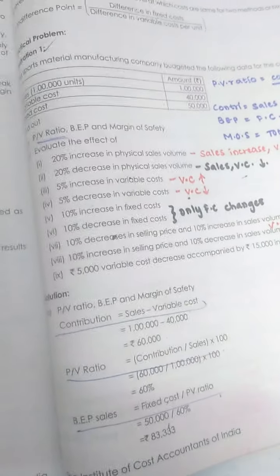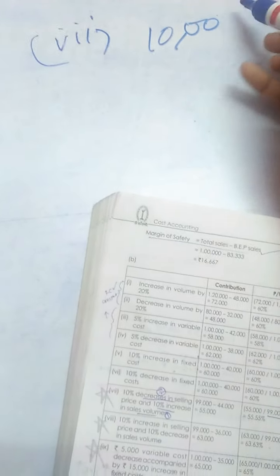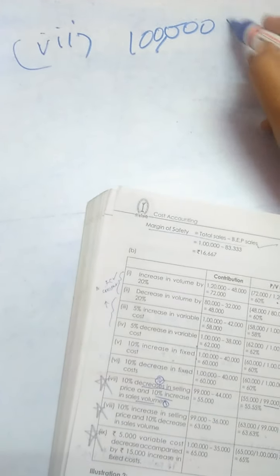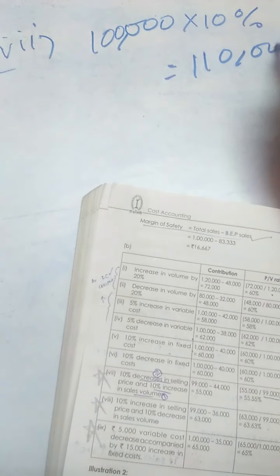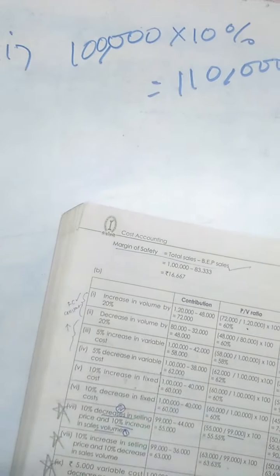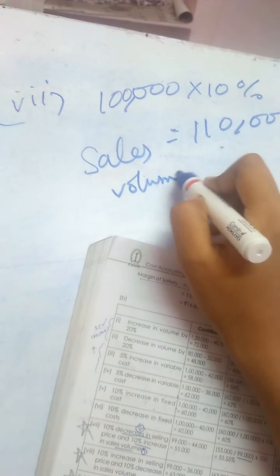Among all of these, we're going to do this 7, 8, 9 because these are a little more complicated than others. I'm just as clueless as you are, but I'm still trying. So the seventh one says increase 10%, 10% of this, which makes 1,10,000 as sales volume.